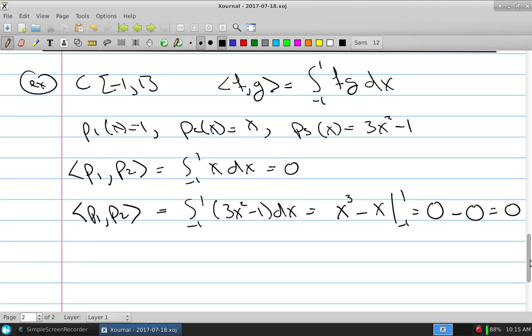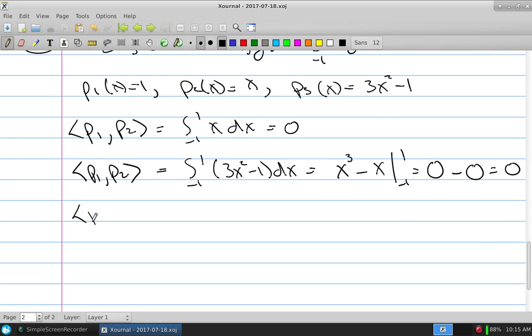And then I just have to check what? P2 and P3, which is going to be the integral from negative 1 to 1 of x times that, which is 3x cubed minus x dx. What are all the powers? Odd. 0. You can integrate it, but it's all odd. Odd, 0. We're good. Is everybody okay with that?